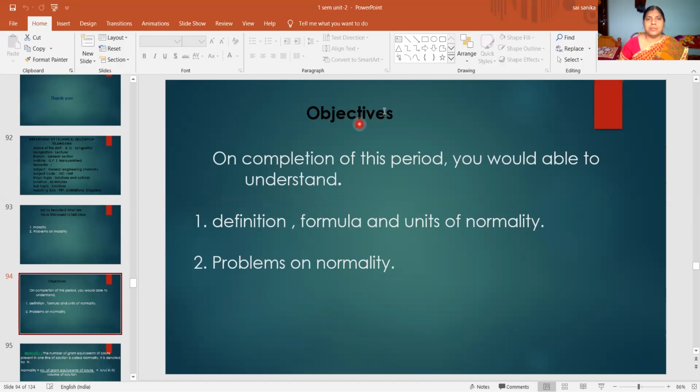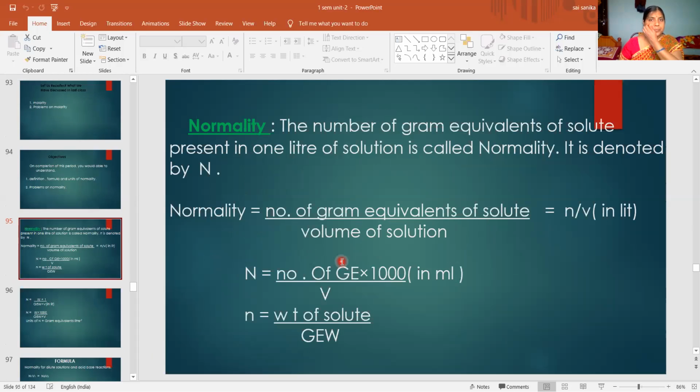Then today's objectives. After finishing this period, you will be able to understand the definition, formula and units of normality. That means today's topic is normality. We finished molarity, now normality. Then we will do some problems on normality. Okay. So first, what is normality?